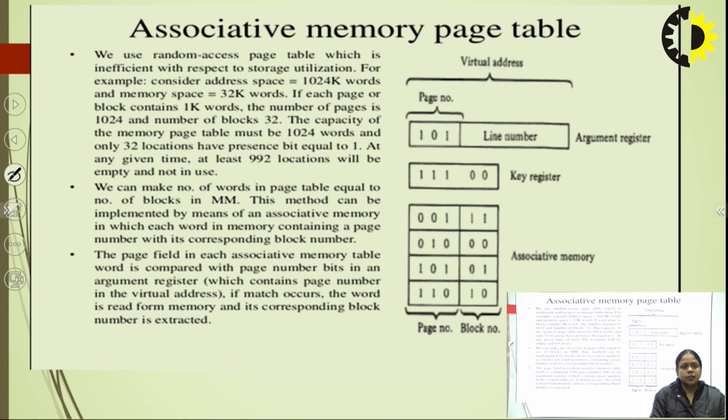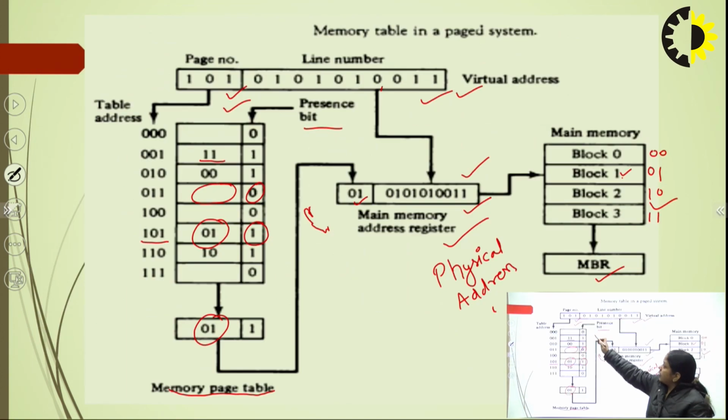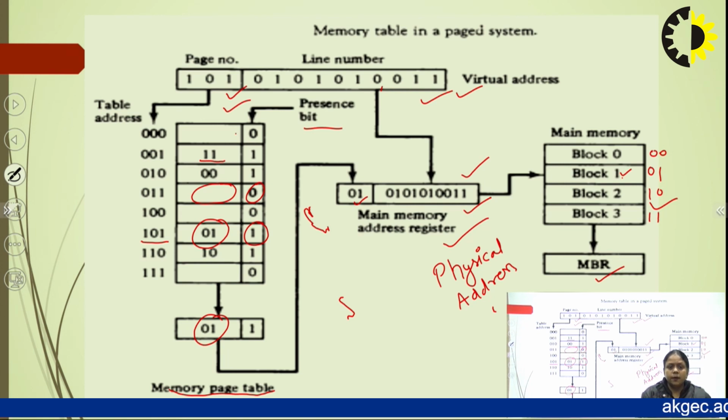Now the other topic is the associative memory page table. What is the meaning of memory page table here? You can see here we have a memory page table implemented by RAM only. In the case of RAM, the number of entries is equal to the number of pages in our auxiliary memory. So here we have 8 pages, that's why we have 8 entries, but only 4 pages are available in the main memory, because the size of the main memory is only 4 pages. So it can insert only 4 pages, because the size of the main memory is less than the auxiliary memory. So these entries are empty here, and this is the wastage of memory. So there is no need to keep such a large memory page table here.